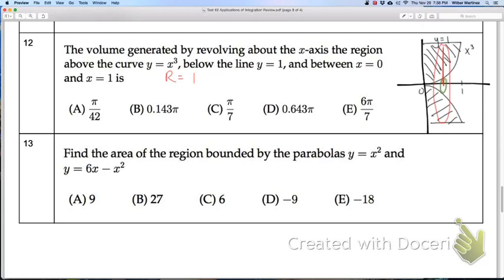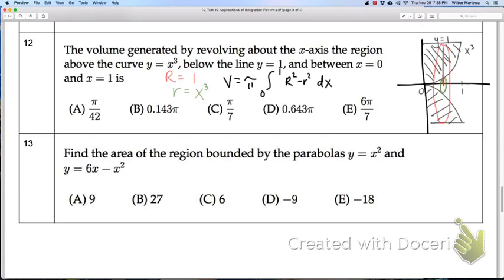And then my inside radius, little r, is equal to the top function minus bottom function. The top function is this cubic graph, x cubed, and the bottom function is 0. So x cubed minus 0 is just x cubed. If I put these into my equation for volume, I get that volume is equal to pi times the integral from 0 to 1, from left to right, of big R squared minus little r squared dx.